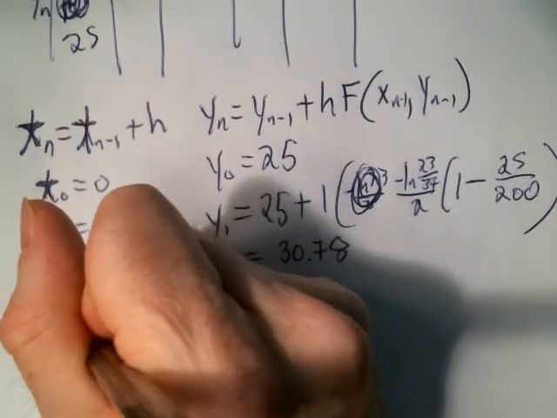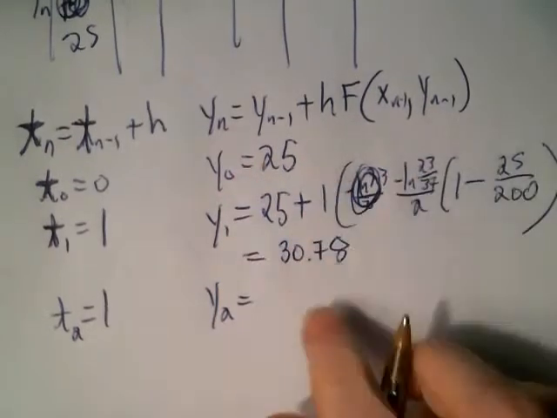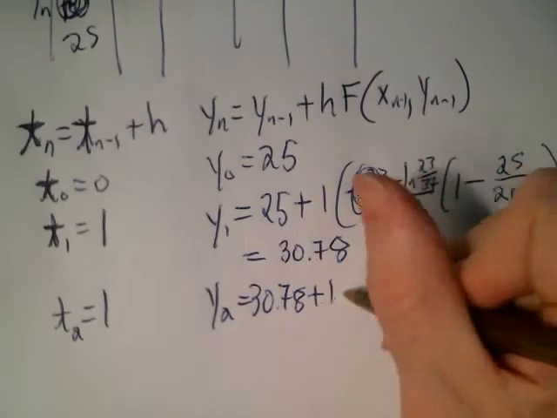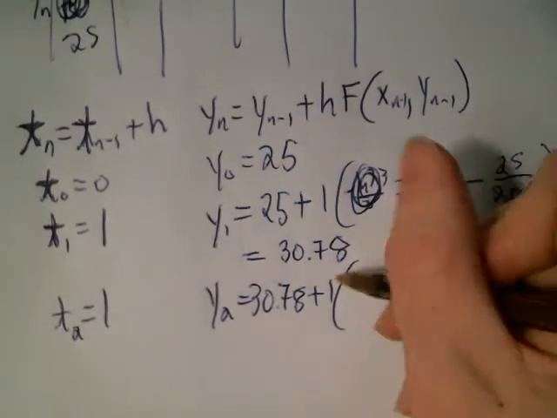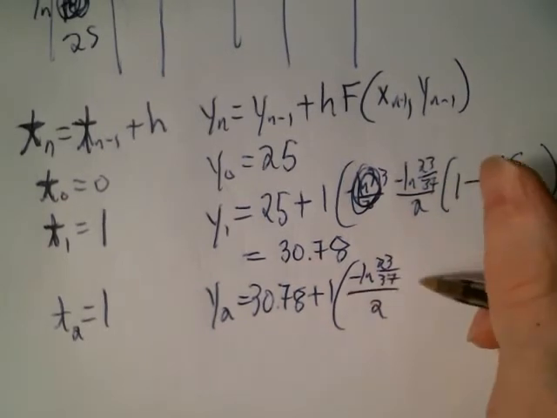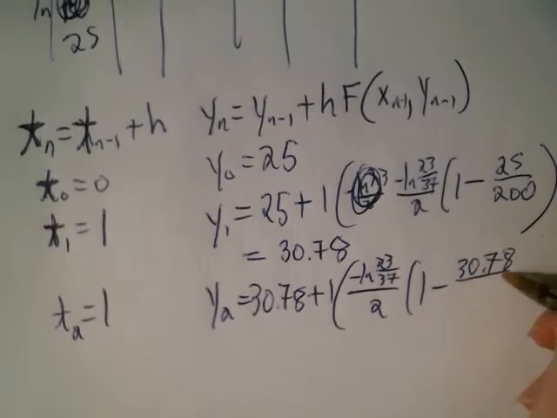And then we go to the next one. So when t sub 2 is 2, y sub 2 will be the previous guy, 30.78, plus 1 times this thing. So negative ln of 23/37 all over 2 times 1 minus the previous 30.78 all over 200.